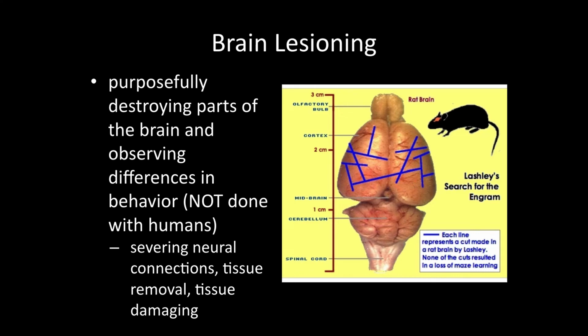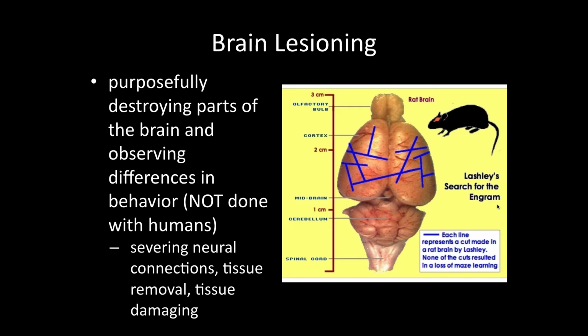Lesioning is another technique. In lesioning, a part of the brain is purposefully destroyed in order to observe differences in behavior. This is not something that is done in humans. But I have a picture over here showing that Karl Lashley did this with the brains of rats, searching for what is called the engram, or the physical trace of memory in the brain.